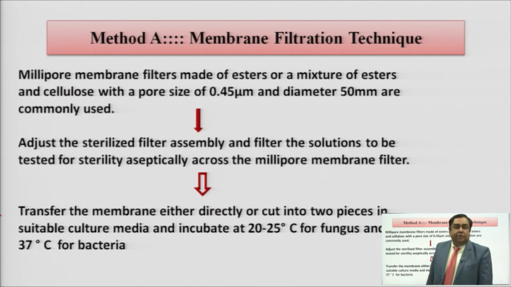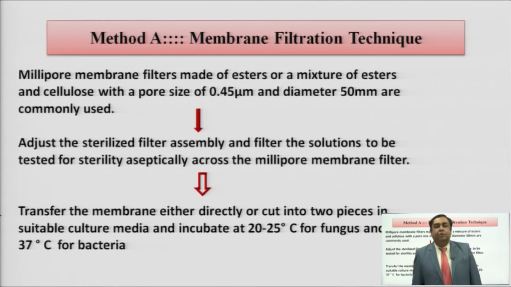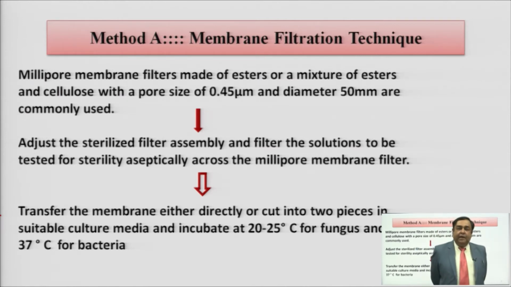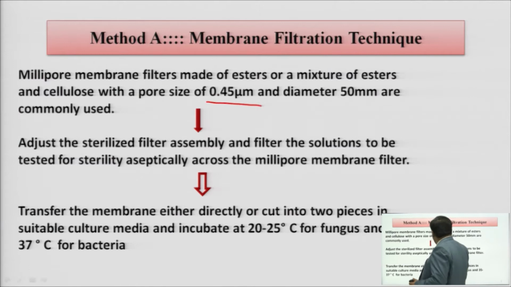Let me explain the process. As I have told you in a very brief nutshell, a millipore membrane filter made up of esters or a mixture of esters and cellulose, with a pore size of 0.45 micrometer and a diameter of 50 millimeter. These two are very important, particularly the pore size. That is, the pore size needs to be restricted to 0.45 micrometer, and the diameter of the filter paper should be 50 millimeter.